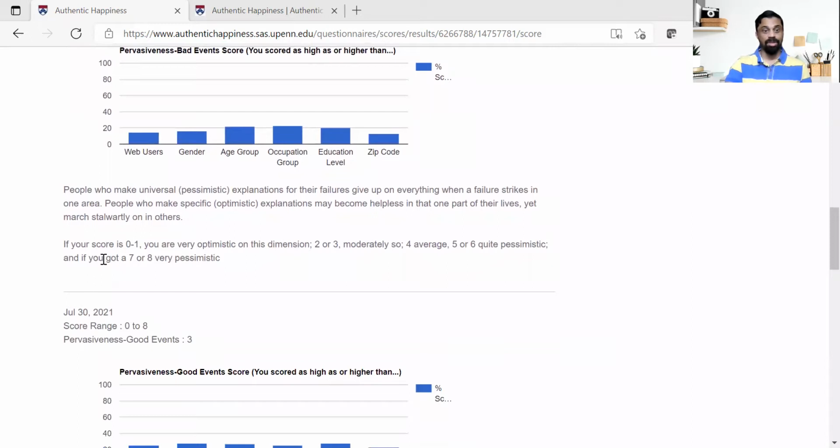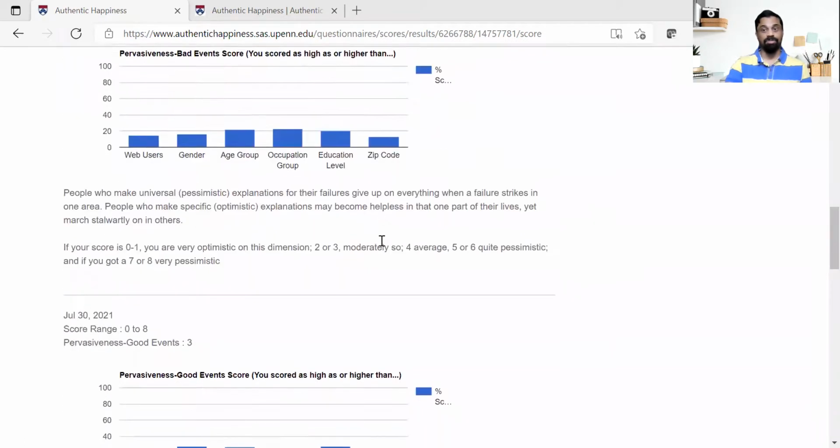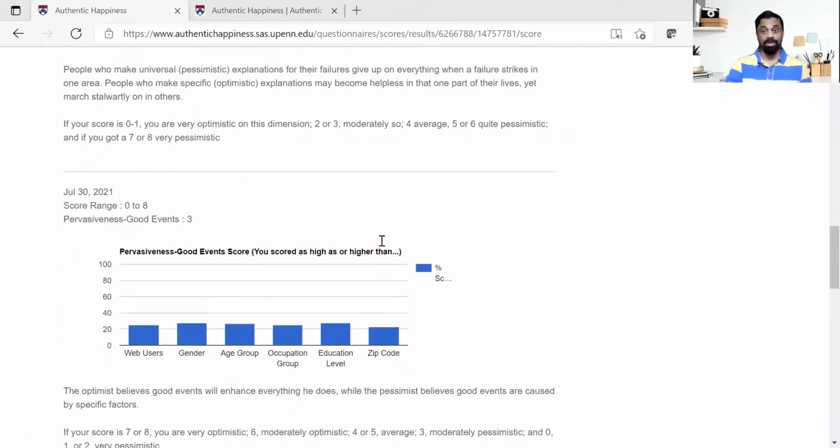So if you see the interpretation of the score, if your score is 0 and 1, you're very optimistic. If your score is between 2 and 3, you're moderately so. So I'm moderately so in terms of my pervasiveness score, which measures optimism on whether it is global or specific.